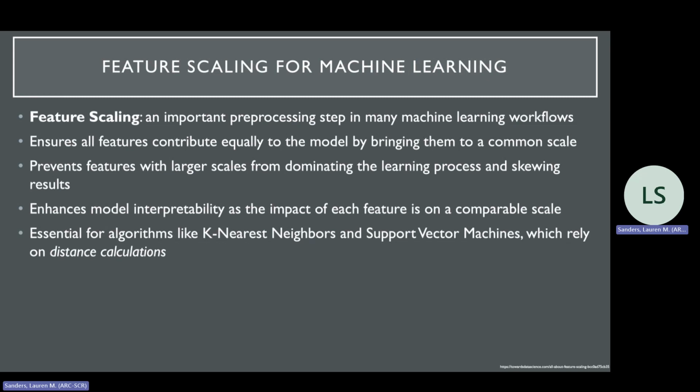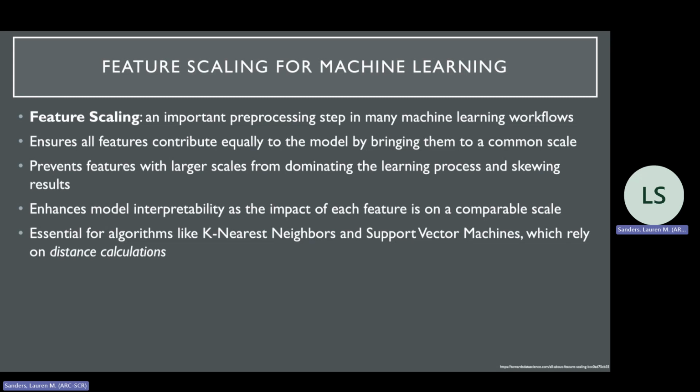So if we're talking about using tabular data for machine learning, one of the important aspects of preparing our data for a machine learning workflow is called feature scaling. This is an important pre-processing step before your data is ready for machine learning in many cases. Sometimes it's not appropriate, but in many cases it is. So feature scaling ensures that all features contribute equally to the model by bringing them to a common scale. And we're going to talk about a couple of different ways that we can do this.